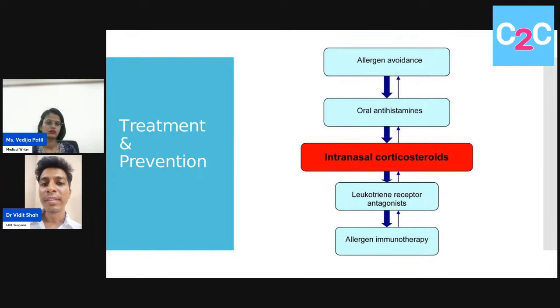Allergen immunotherapy is something which is a recent advancement in allergic rhinitis. Not that every patient who does have allergic rhinitis requires this form of treatment. And as per my experience, I can say that 30% of my patients do respond to this, but 70% don't respond to this. That is why I focused and emphasized most on the first part, which is the allergen avoidance, because for me, that is where the entire treatment aspect lies. So this was the entire treatment and prevention aspect of allergic rhinitis.